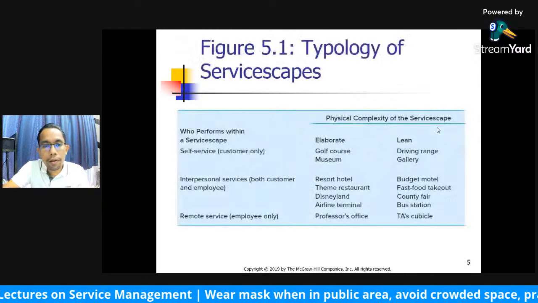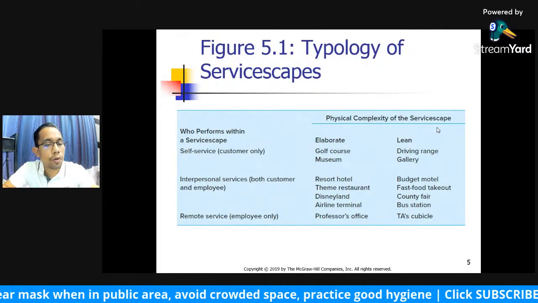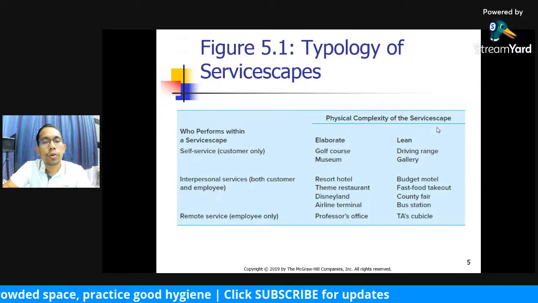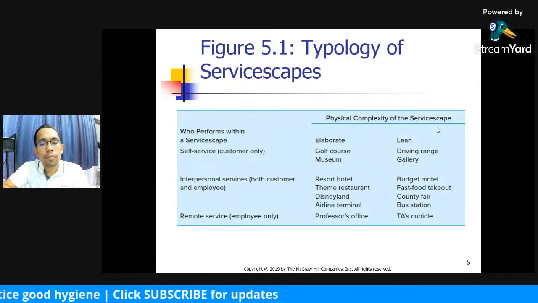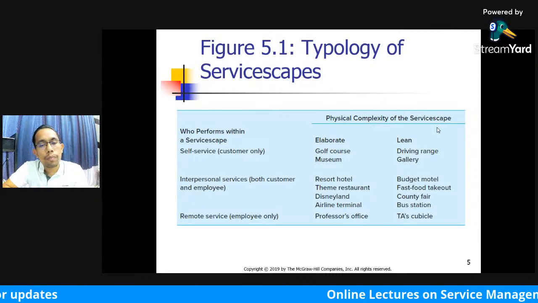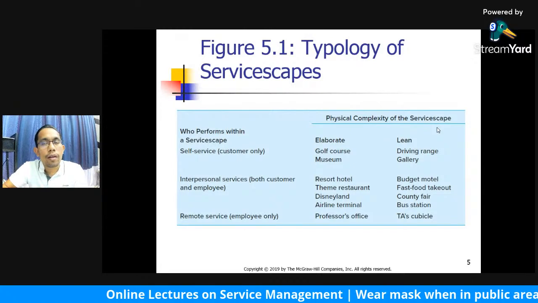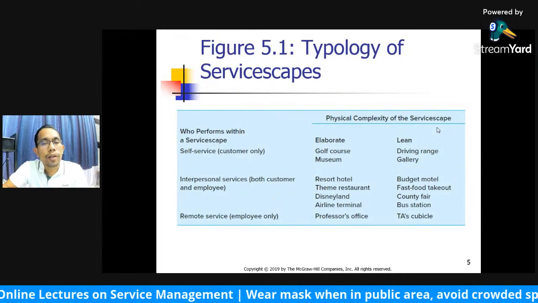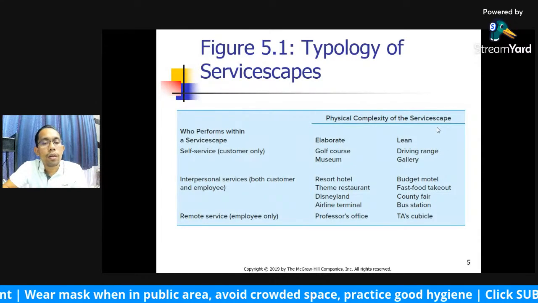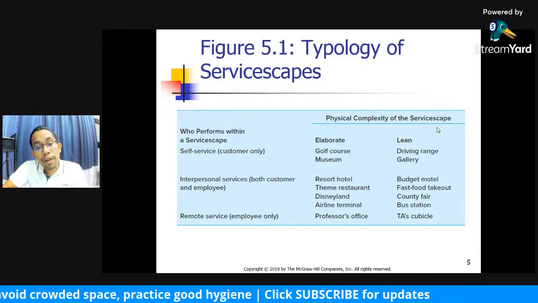So you can have the typology of Servicescape. If you can see the screen, it shows the typology of Servicescape. There are three main or major types of experience, either involving only the customer, or both, or only the provider side.